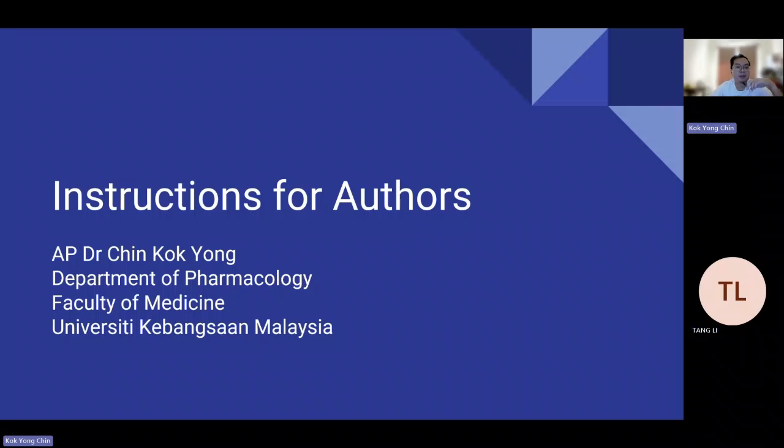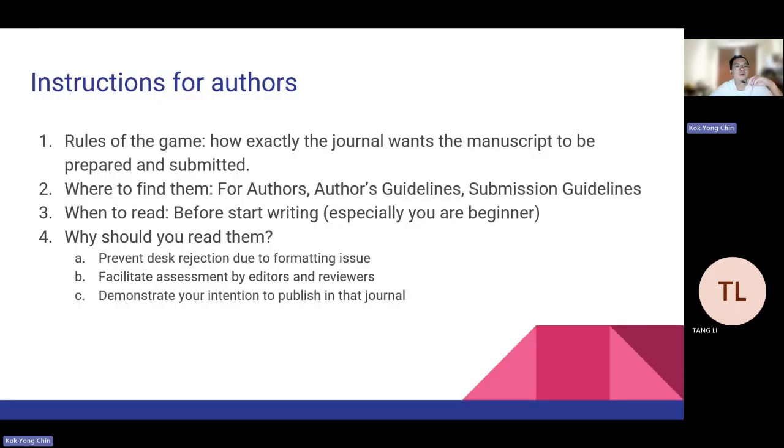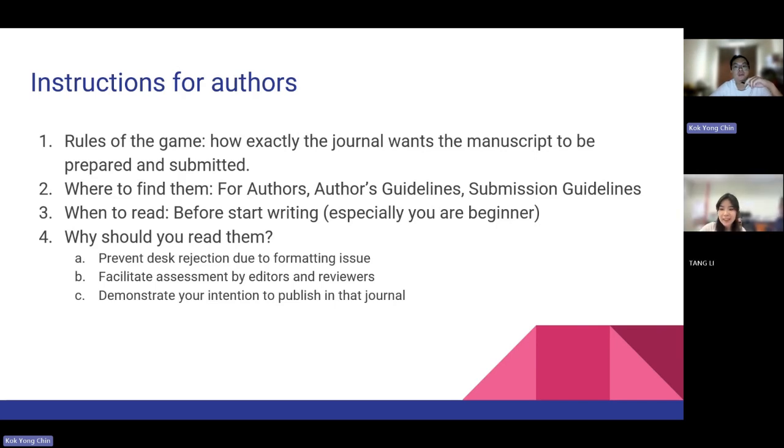So today we are going to talk about instruction for authors. Basically, instruction for authors is a guideline for authors when you are trying to submit your manuscript. So what is actually instruction for authors? Instruction for authors are the rules of the game. It describes how exactly the journal wants your manuscript to be prepared and submitted. So if you want to play the game of submitting a manuscript to a journal, you have to follow their rules. So instruction for authors is a journal's rules.